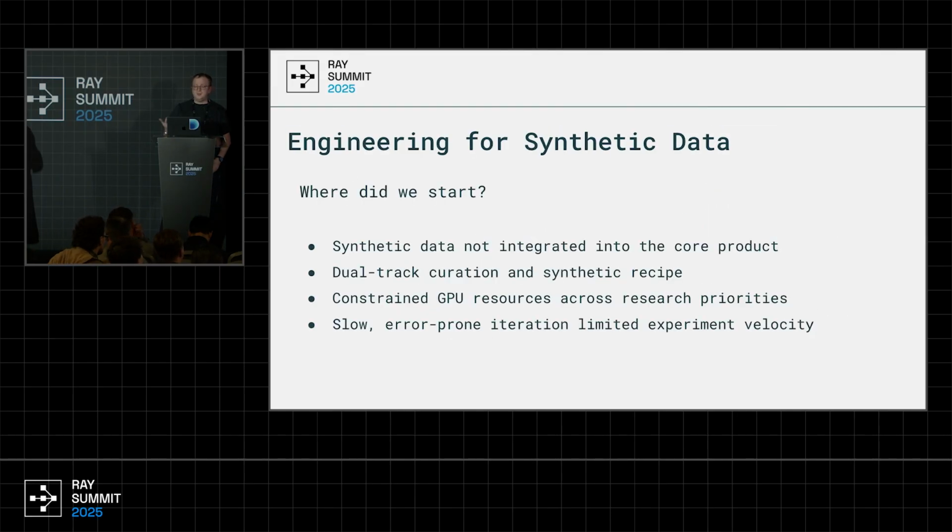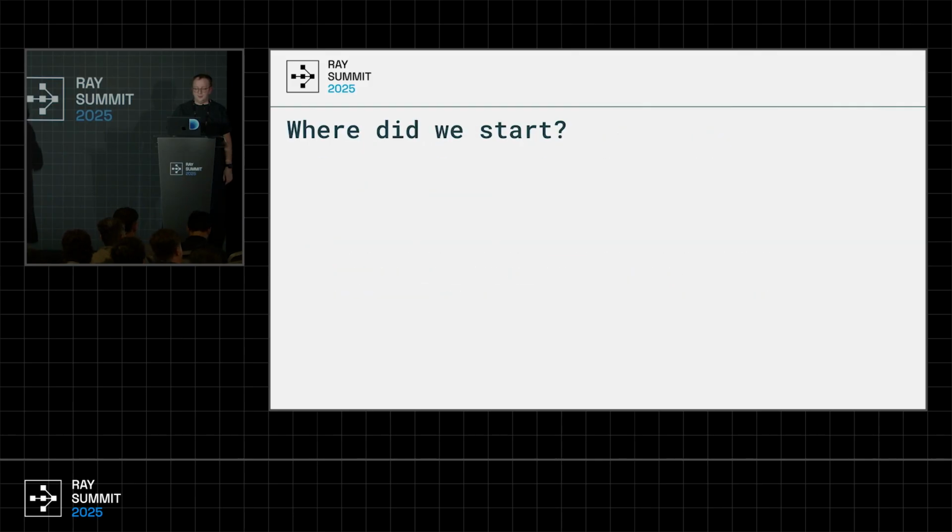So where did we start? Everything at Datology starts from the research side. We're an engineering and research company, and a lot of things start from the research side. So it very much started not being integrated in the core product. There was a dual track for curation where you would first generate synthetic data in our Slurm cluster and then move it to the Kubernetes-based cluster. And in general, it was fairly slow and error-prone, right?